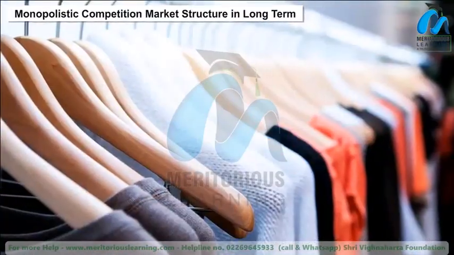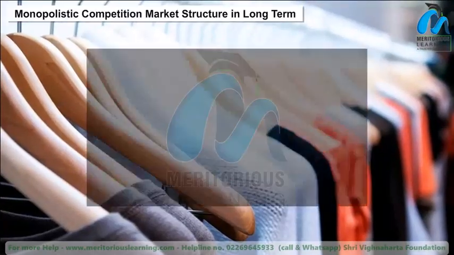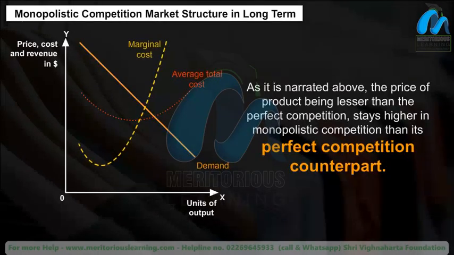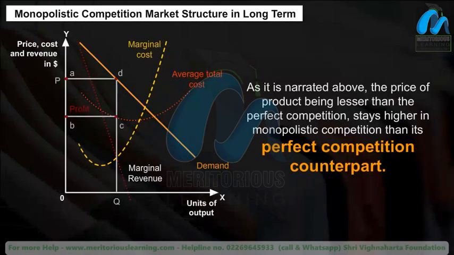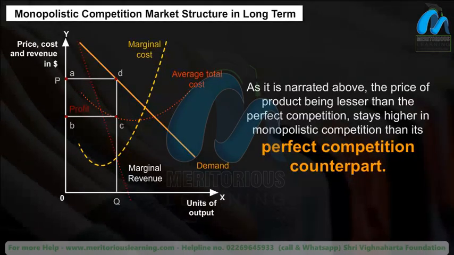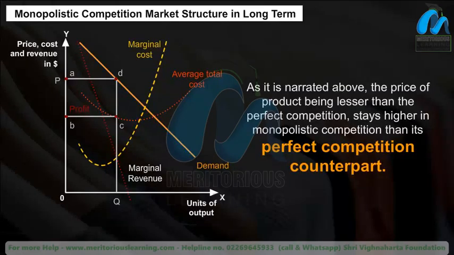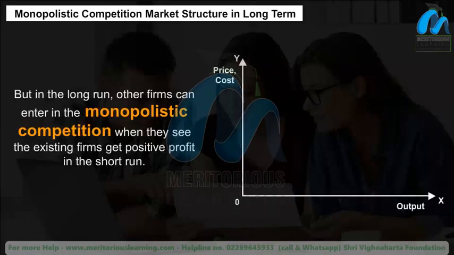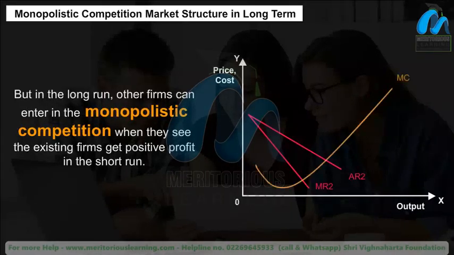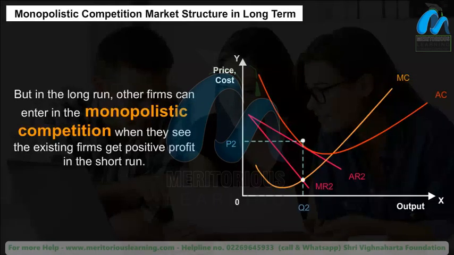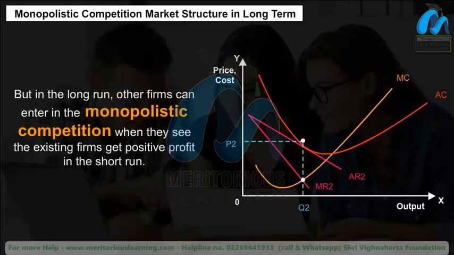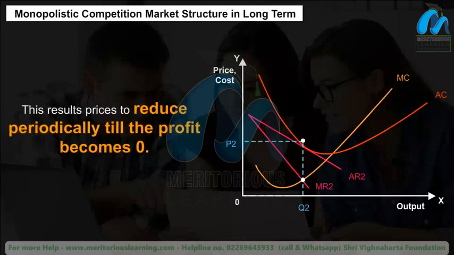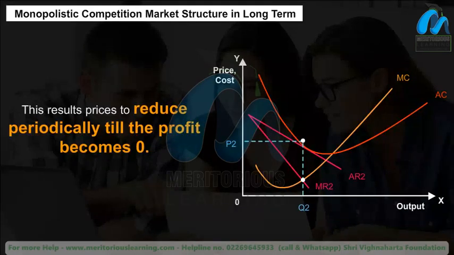Monopolistic competition market structure in long term. As narrated above, the price of the product, though lesser than in monopoly, stays higher in monopolistic competition than its perfect competition counterpart. But in the long run, other firms can enter the monopolistic competition when they see the existing firms getting positive profit in the short run. This causes prices to reduce periodically until the profit becomes zero.